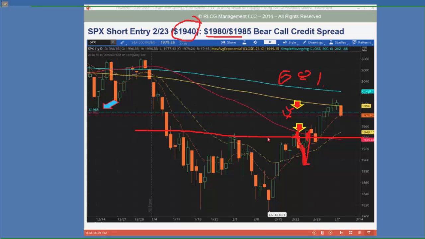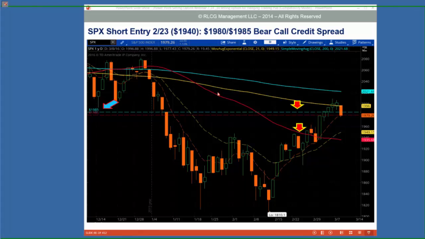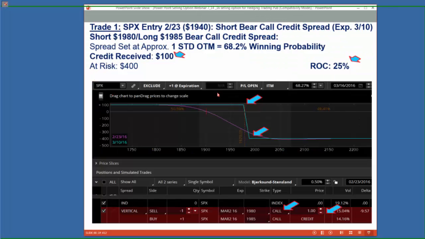Now, but I had a plan if I was wrong. So here's what the trade one looked like. Market was trading at 1940. It was a short bear call credit spread, expiration the 10th of March. So sold the 1980 call short, bought the 1985, all simultaneously to make it a spread. It was set up 1 standard deviation out, about 68.2% probability when it was set up. The credit received was $100. That would be your max profit.